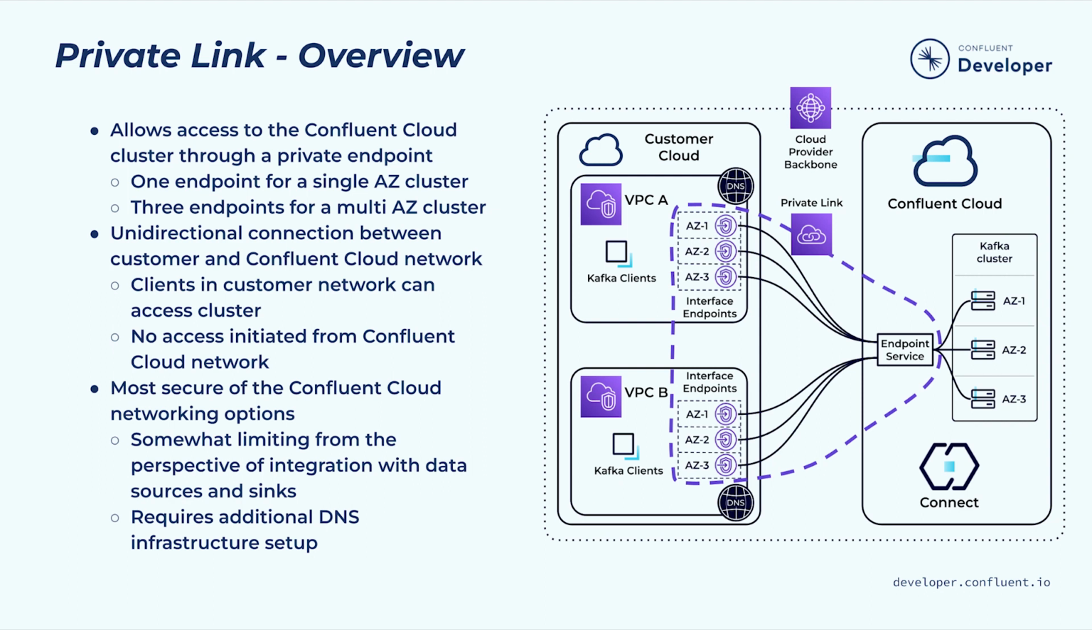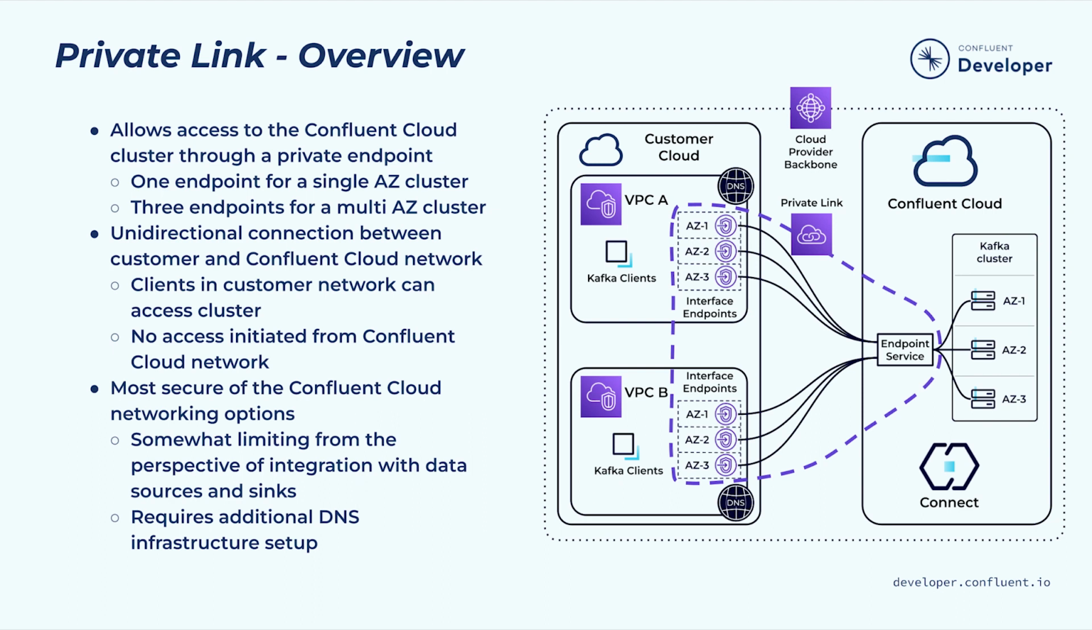If you're using a single zone Confluent cluster, you'll end up with one endpoint in one subnet. If you're using a multi-zone Confluent cluster, you'll end up with 3 endpoints, each in a different subnet. This is a unidirectional connection between your network and the Confluent network. This means that clients running in your network can access Confluent Cloud, but nothing in Confluent Cloud can access your environment.